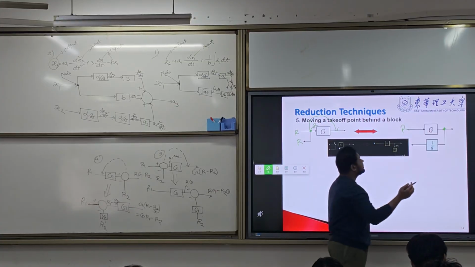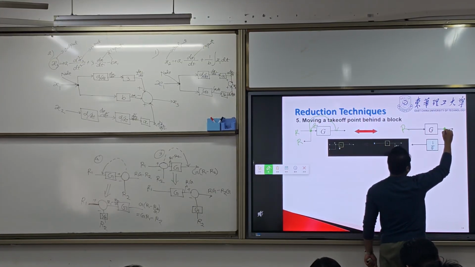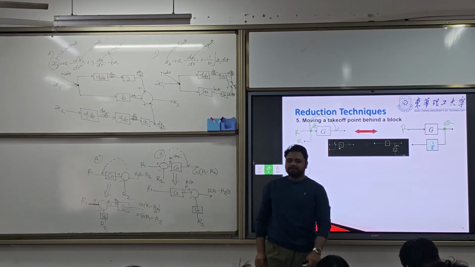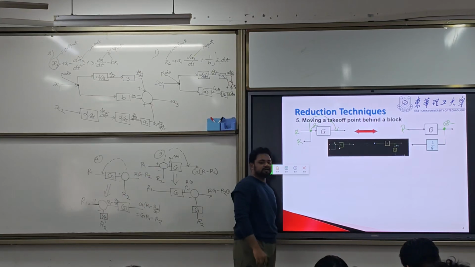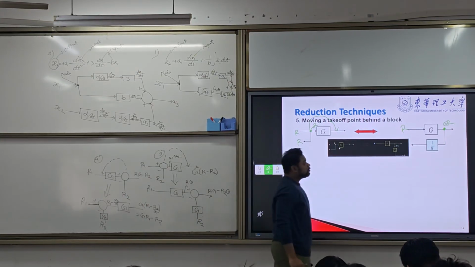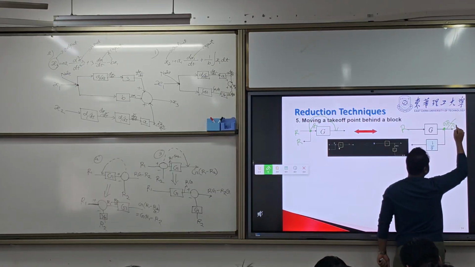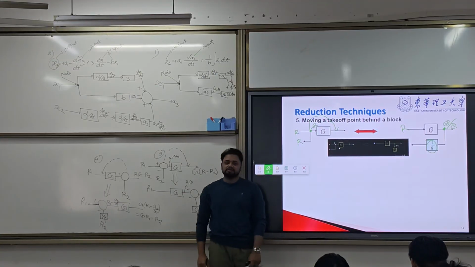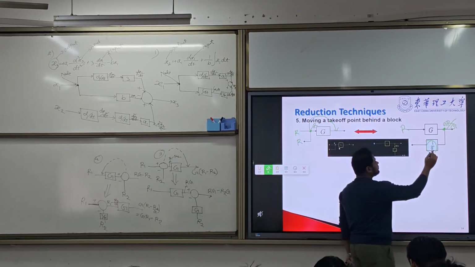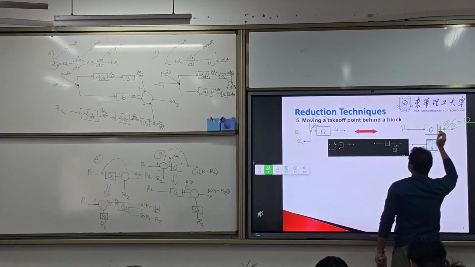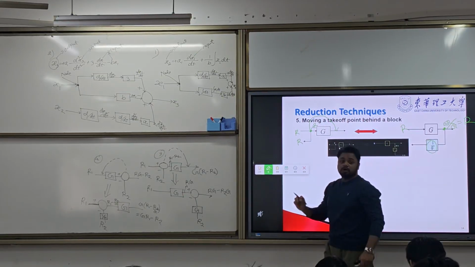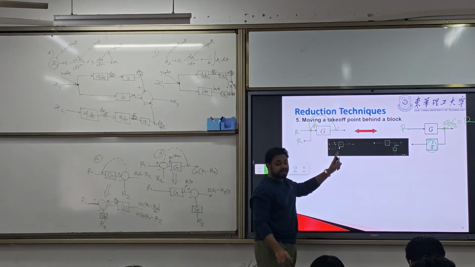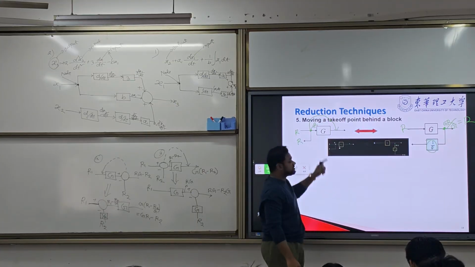We have an R here. Now, what is the output of this point? GR. But my output is R, not GR, right? So what do we need? We need to divide it by G, 1 by G here. So this will give you an output of R here. When you move a takeoff point, the takeoff point output has to be the same. We will not consider the total output, we will consider the takeoff point output.